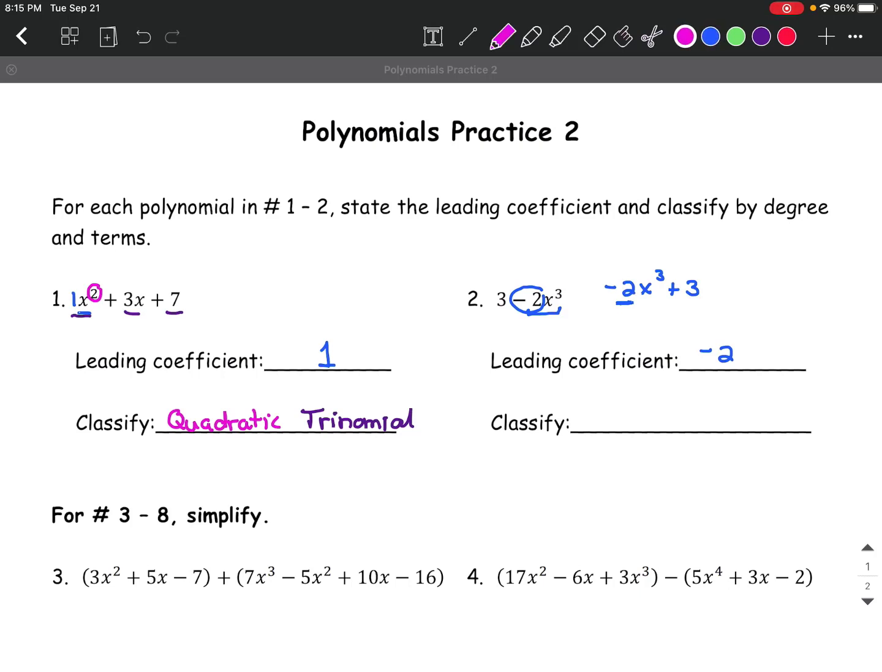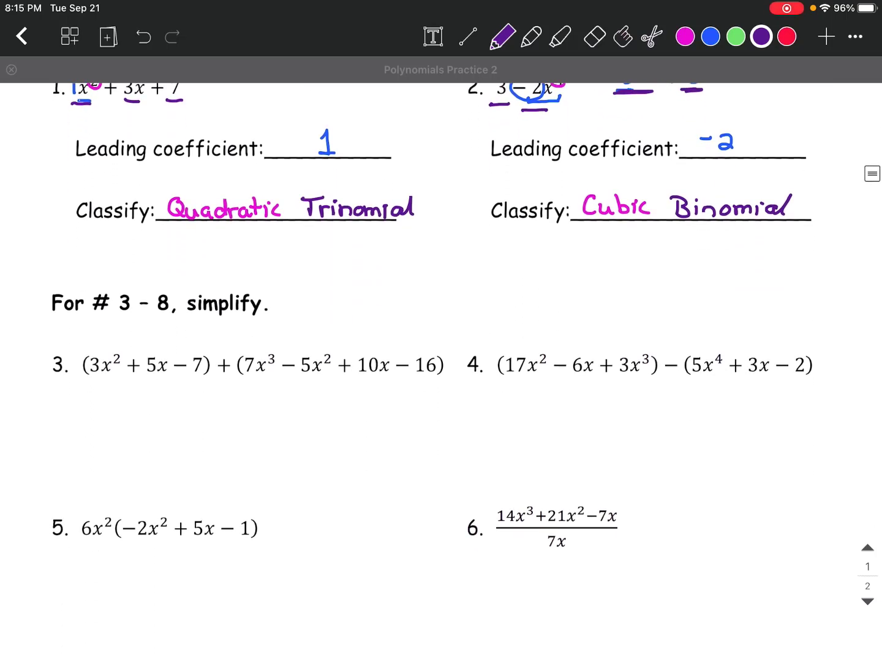Now, since the highest power of the x was the 3, that makes it cubic. And this has 1, 2 terms, right? 1, 2 terms. That makes it a binomial. Okay, good. Now let's simplify.